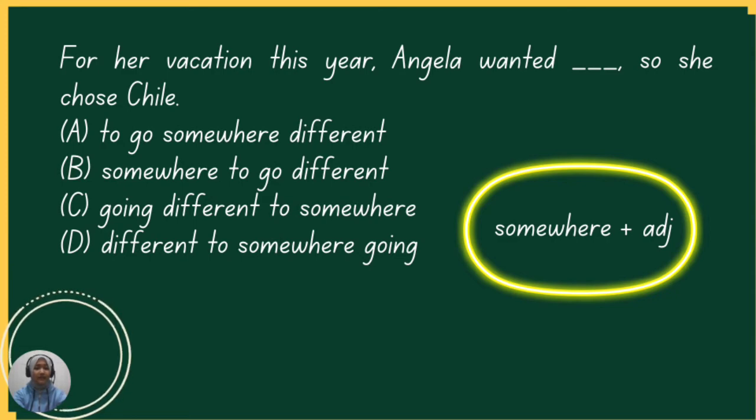So we have to go somewhere different. Let's read out the full sentence ya. Kita baca kalimat lengkapnya. For her vacation this year, Angela wanted to go somewhere different, so she chose Chile. Somewhere plus adjective.